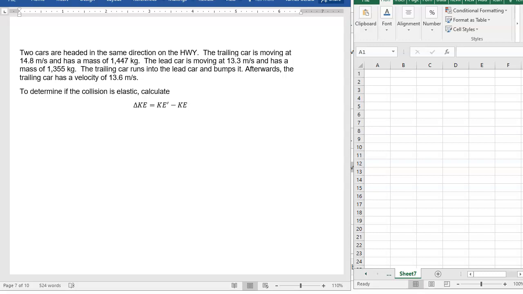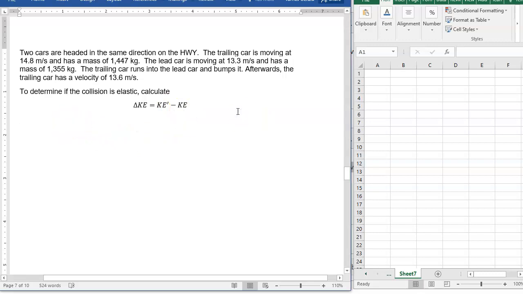We know the velocity of the trailing car after the collision. We have to figure out the velocity of the lead car after the collision. And we also want to determine if the collision is elastic. To do that, we're going to calculate the change in kinetic energy, delta KE, which is KE prime minus KE.